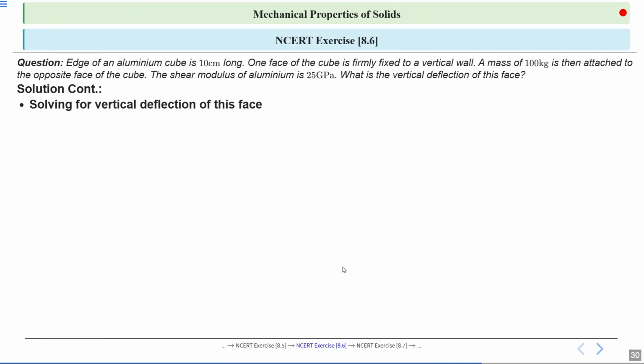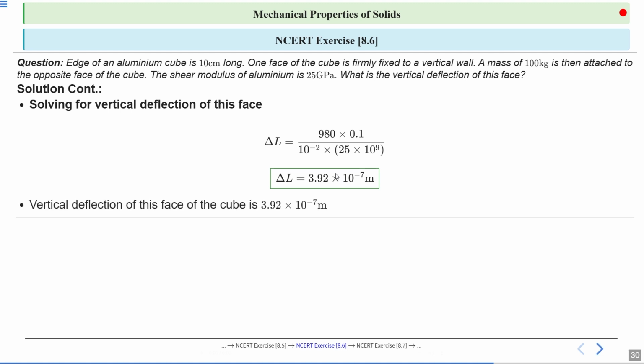Solving for vertical deflection of this face. So delta L is equal to 980 into 0.1 divided by 10 raised to the power minus 2 into 25 into 10 raised to the power 9. So after calculating, we find that the vertical deflection delta L is 3.92 into 10 raised to the power minus 7 meter. Vertical deflection of this face of the cube is 3.92 into 10 raised to the power minus 7 meter.